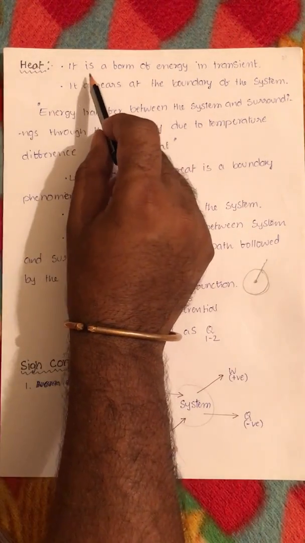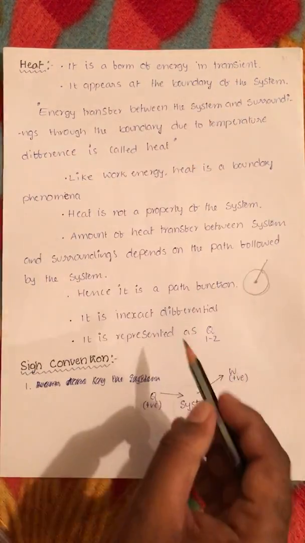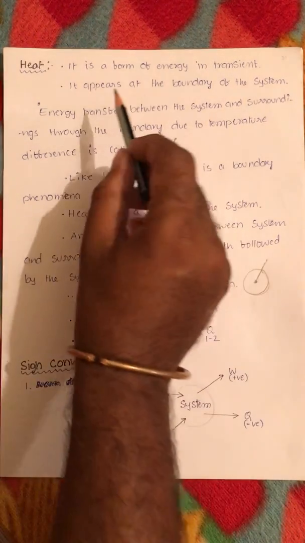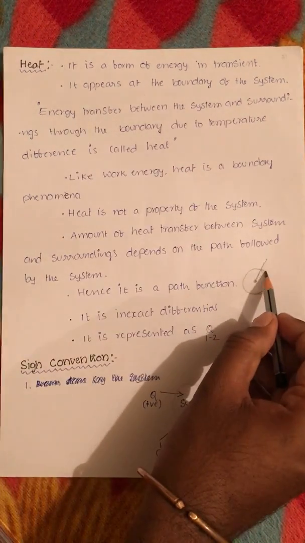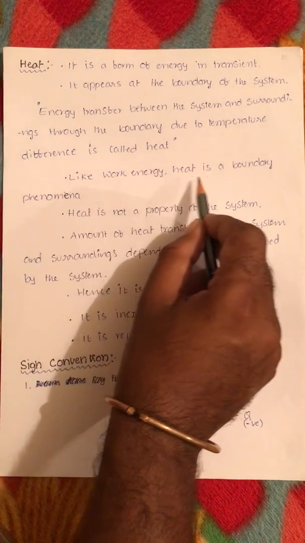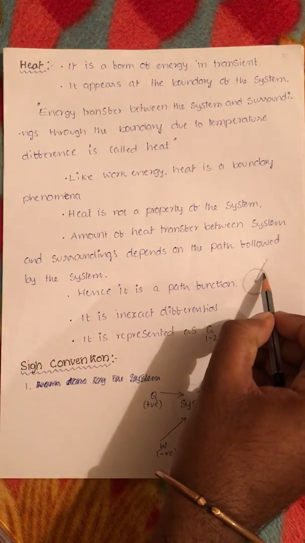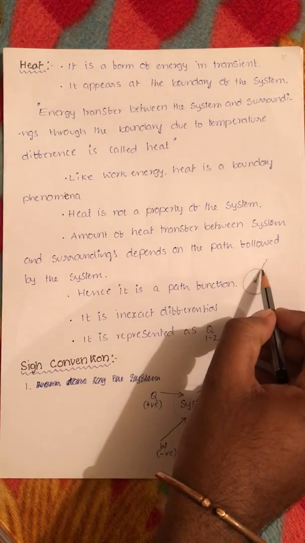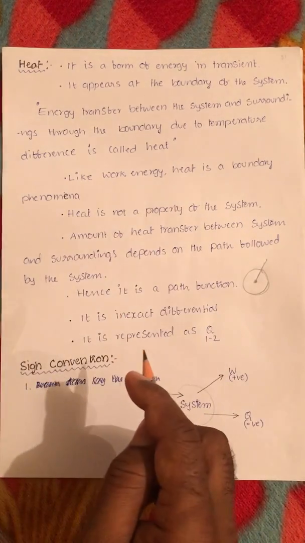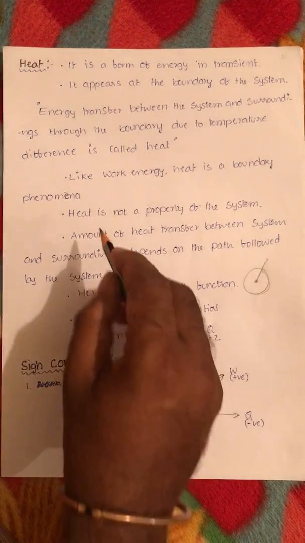Next, heat is a form of energy in transit. As we already discussed, it appears at the boundary of the system, only at the boundary. Like work energy, heat is a boundary phenomenon. Since it appears at the boundary, it is a boundary phenomenon. Work is also a boundary phenomenon. Both heat and work are boundary phenomena.